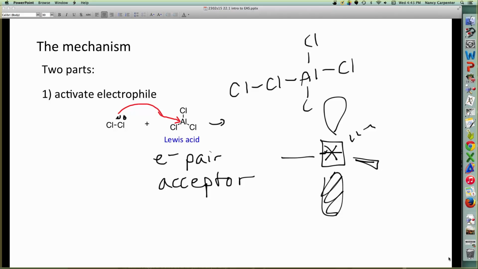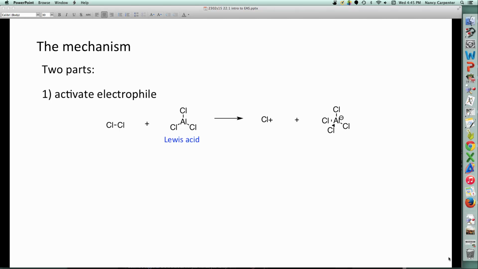which looks pretty weird. A negative charge on my aluminum, a positive charge on my chlorine. Well, that's not going to last. So it falls apart to give us, woohoo, one serious electrophile, positively charged chlorine, and the counterion, that being this chloroaluminate. Don't worry about the names, I'm making them up. In any case, the whole point is the Lewis acid activates the chlorine to make it a lot more electrophilic.